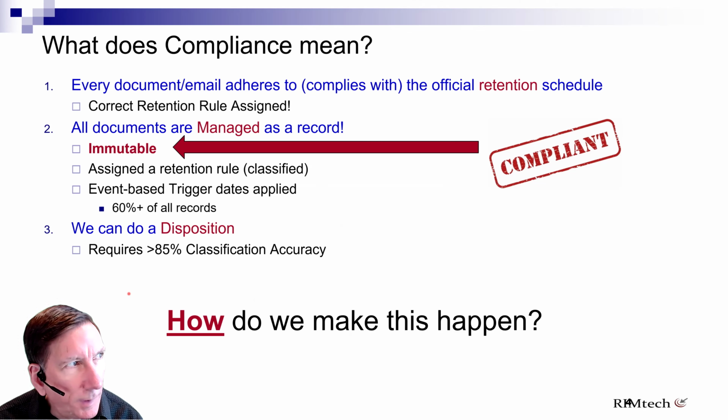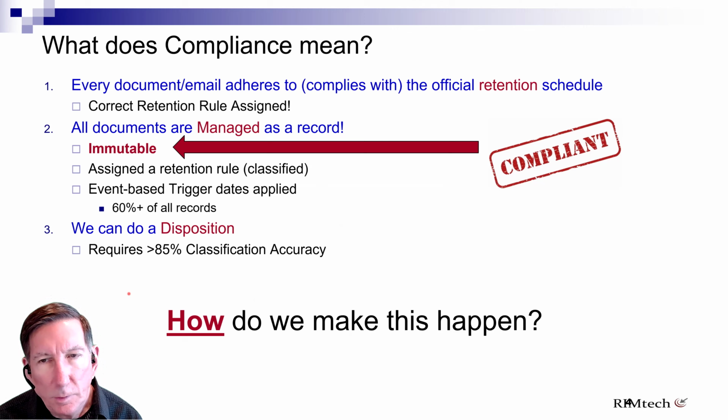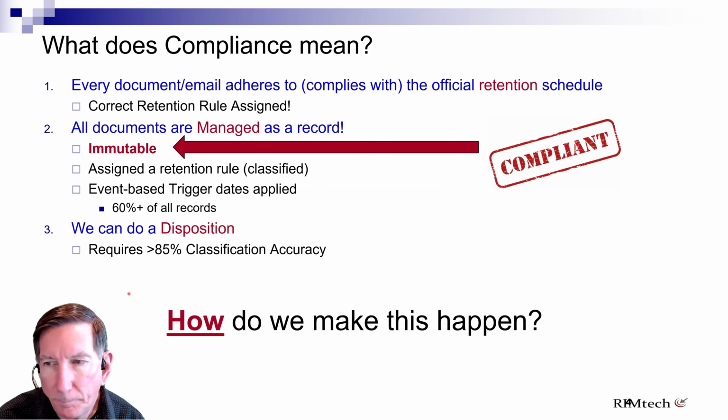And the third and final meaning of compliance is the important one, which is you can do a disposition. Now, what does that mean? Well, dispositions can't just happen by themselves. You have to have sufficient confidence when you do a disposition to proceed with it, because in one button press, you're about to destroy millions and millions of records potentially. And you're not about to do that unless you have full confidence. And how do you know and prove that you have the confidence? You measure the classification accuracy rate and prove that it's above 85% or higher. And that's yet another training session and webinar that we have on our YouTube channel.